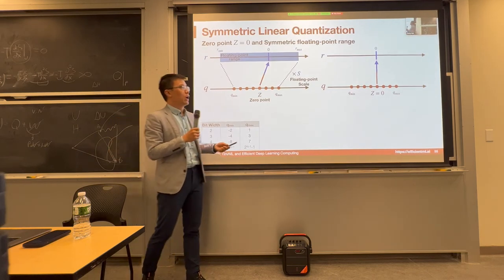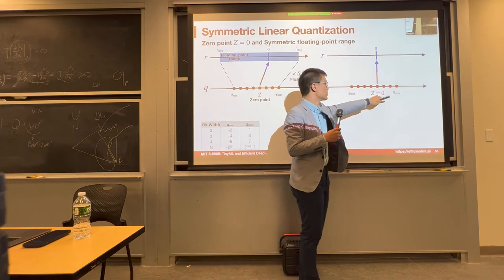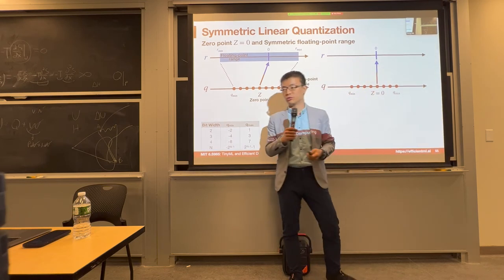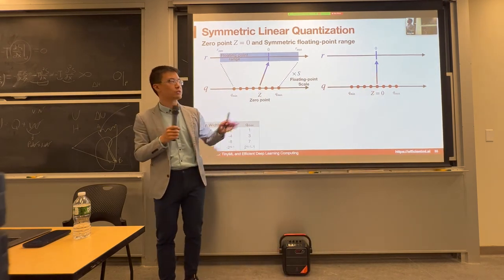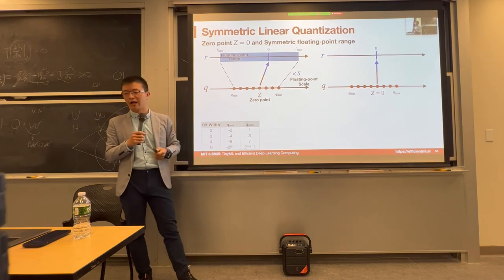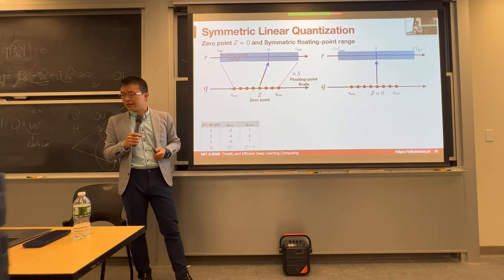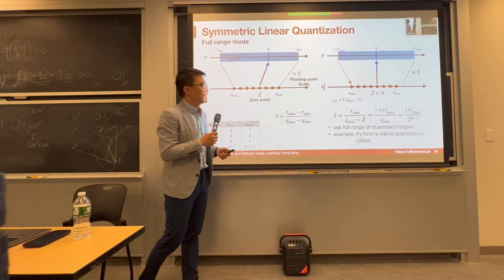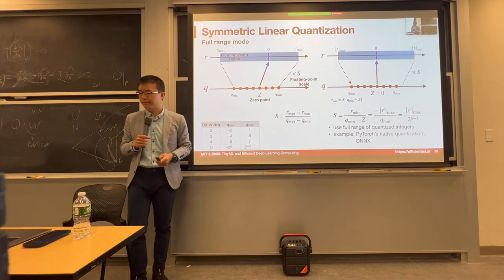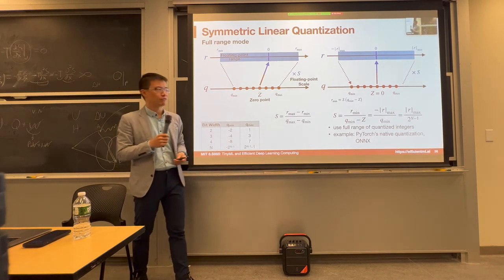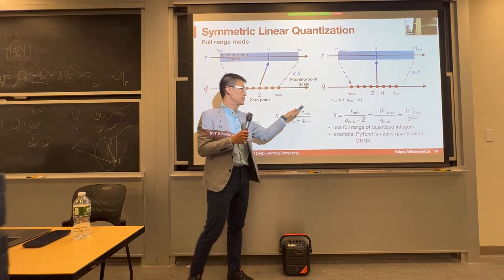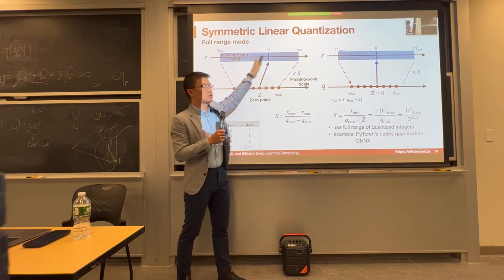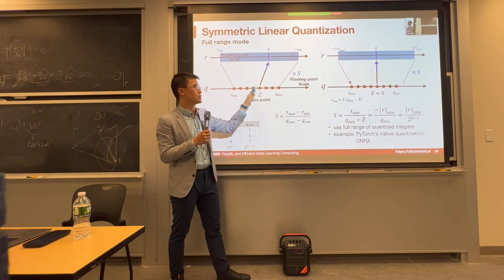So let's see what happens if we set Z to be zero. Zero will be mapped to zero. This is the integer representation, and this is the floating point representation. Now the zero points are aligned. Previously, they were not aligned. So let's see the dynamic range. If you have a given dynamic range, there are two ways to calculate the scaling factor in this case. Remember, the scaling factor is defined as the ratio between the range of the original floating point dynamic range versus the integer dynamic range.